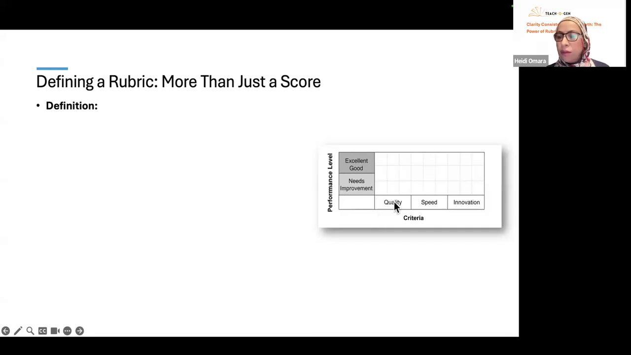Here, you have the quality, speed, innovation. Here, performance level: needs improvement, good, excellent, right? And here's the quality and speed and innovation. It could be anything. It could be about working in an environment at work, the quality of the work, the speed of work, the innovation of work. It could be anything.